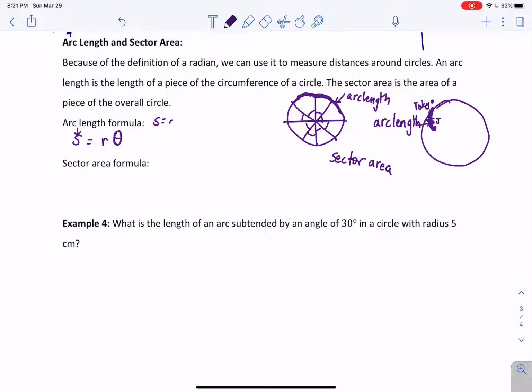So S is the arc length, R is the radius, and theta is the angle, but this angle has to be in radians for this to work out, because radians are the units that convert between overall circles and angles. Degrees don't do that, so we have to use radians for this.